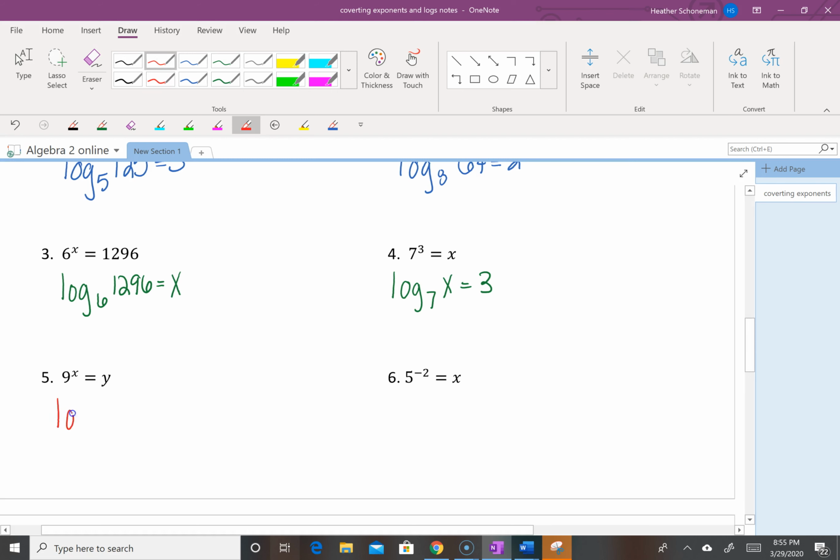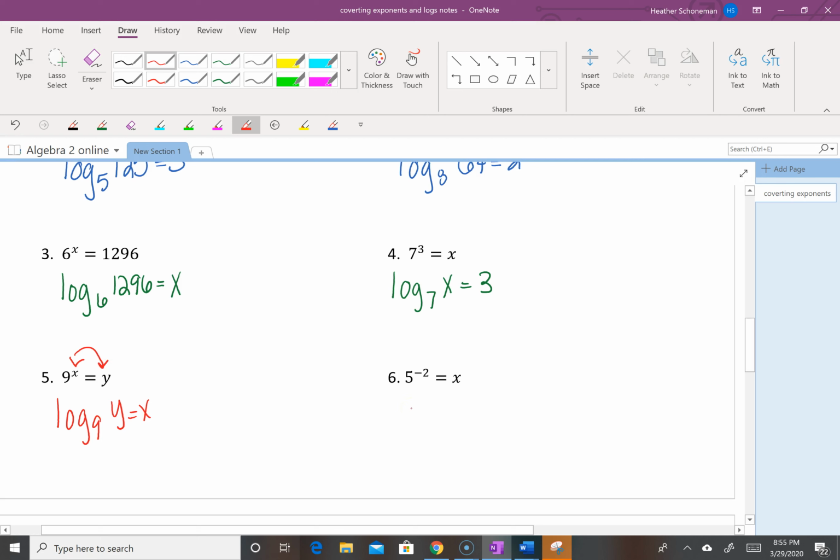The other one. Now we've got 2 variables. Still doesn't change anything. 9 to the x equals y. So I'd say log base 9 of y equals x. Because remember, got to flip those two things.